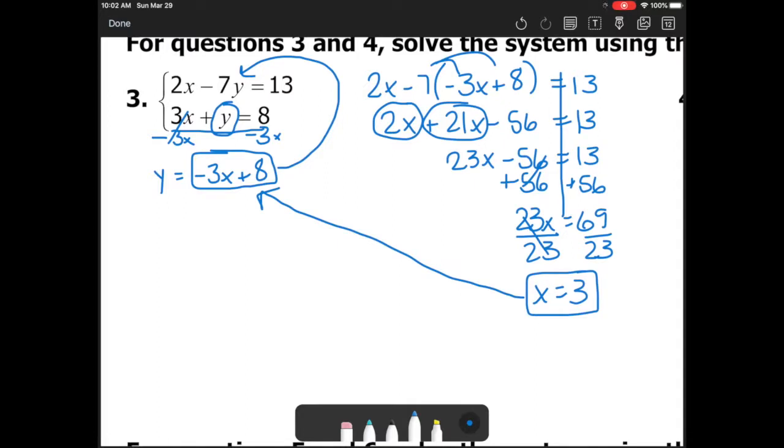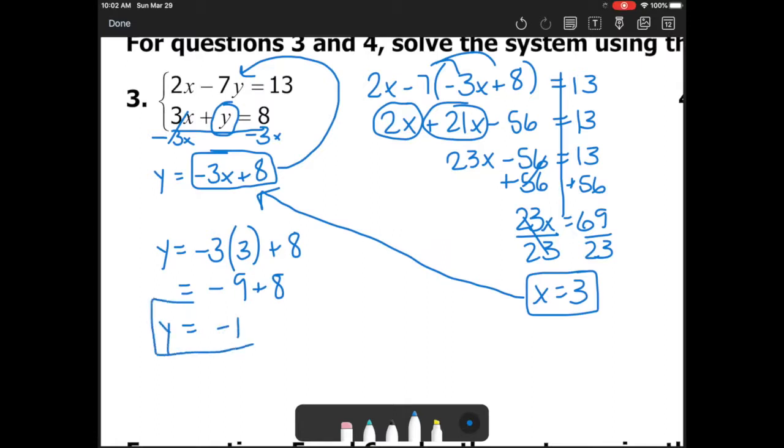So if I put 3 in for x, I can figure out what y is. Negative 3 times 3 plus 8. Y is negative 9 plus 8, negative 1. So if I were going to write my answer as a solution, I would put 3 comma negative 1. All right, that's how substitution works.